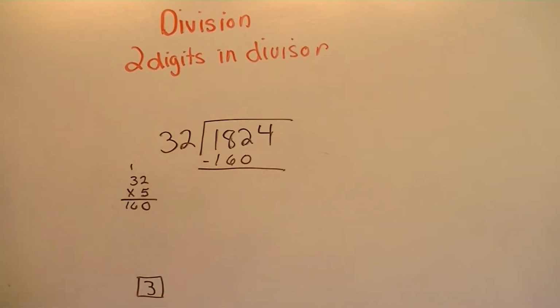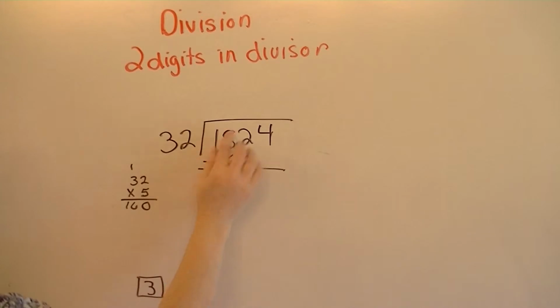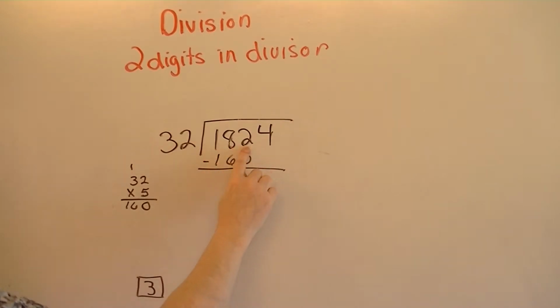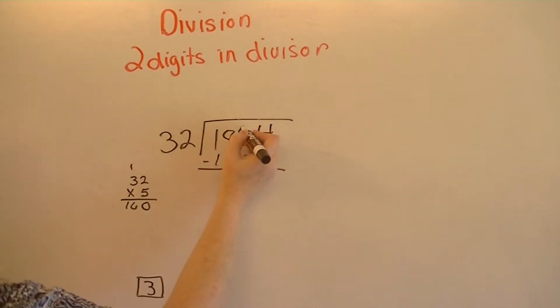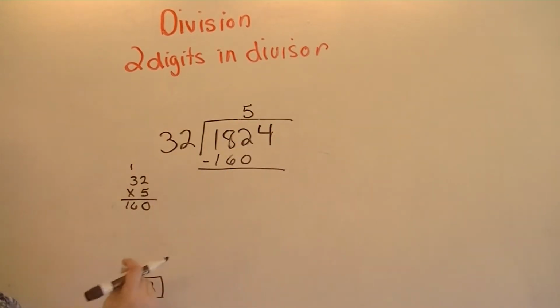And now we're going to subtract. Where do I write the 5? Well, one method that you can use is you can think about the 32 and then the number in the dividend. Is 32 bigger than 1? Right here, yes. Is 32 bigger than 18? Yes. And when you say yes, that means you aren't ready to write above that number yet. And then is 32 bigger than 182? And no, it's not. So we know from that the 5 needs to go right there above the 2.